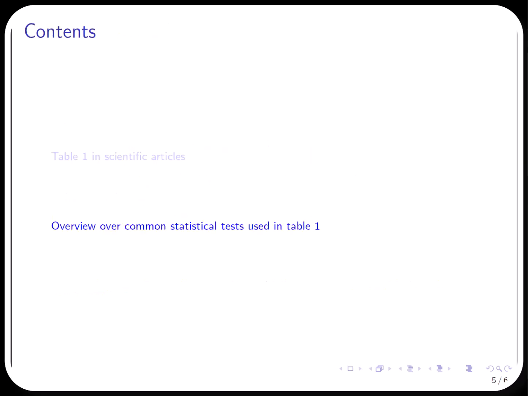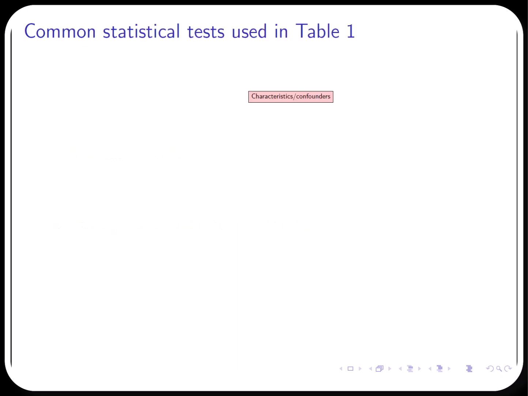In this video, I give an overview of common statistical tests used in Table 1 in scientific articles. We start with the characteristics or potential confounders for the study population. Variables for characteristics or potential confounders can be classified as continuous variables and category variables. If characteristics or potential confounders are continuous variables, the next step is to check how many groups the primary exposure variable has.